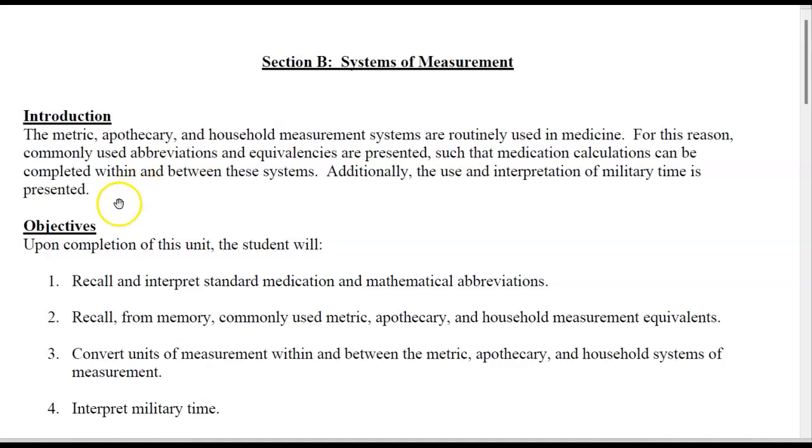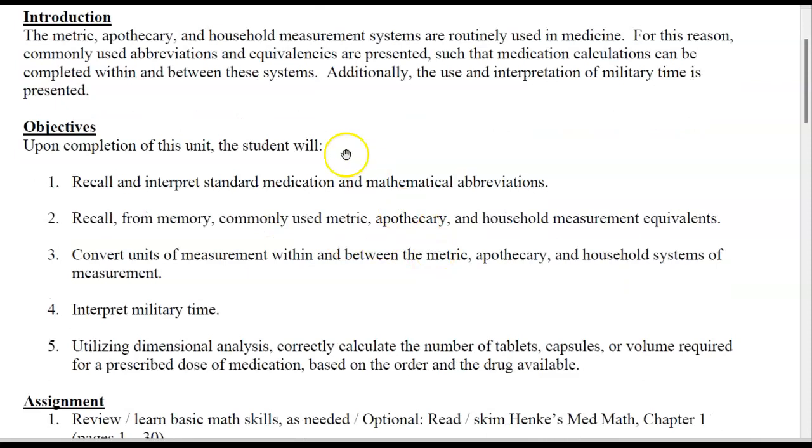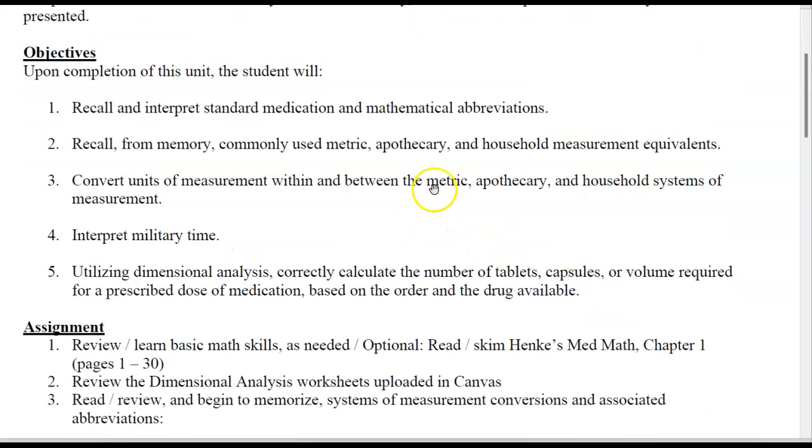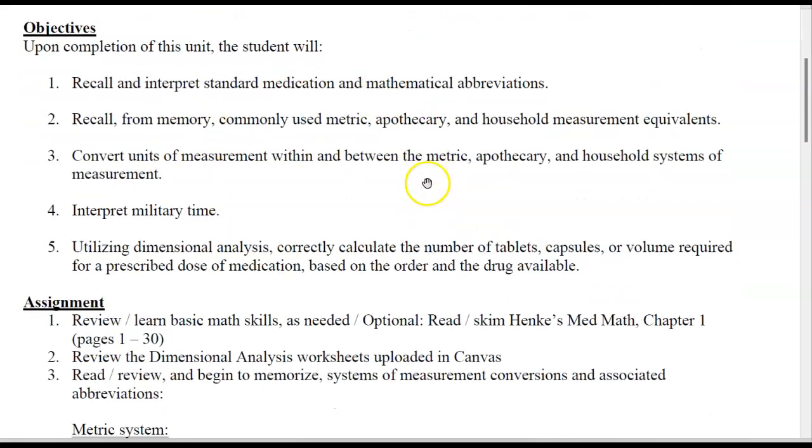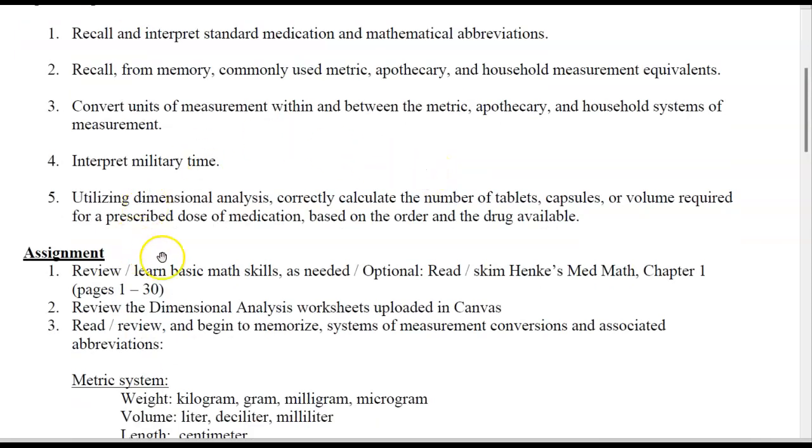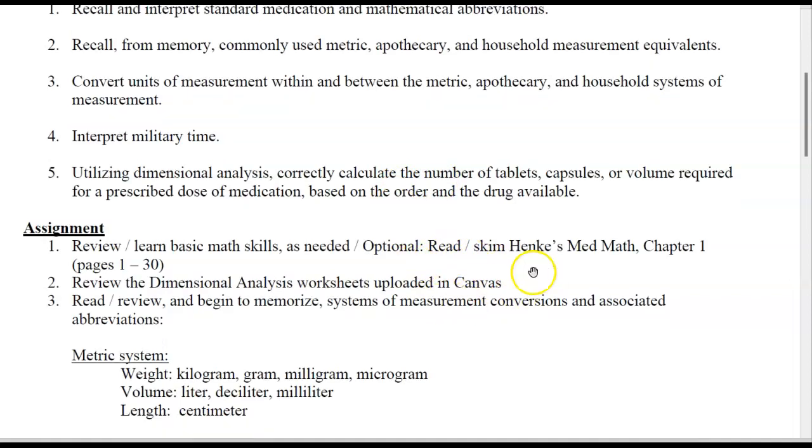So these are your objectives. Again, read them thoroughly. And these are your assignments for this section. Number 1, review or learn basic math skills as needed. So optional reading, that would be your chapter 1 from your Med Math textbook from page 1 to 30. Assignment number 2 is reviewing the dimensional analysis worksheet uploaded in Canvas.